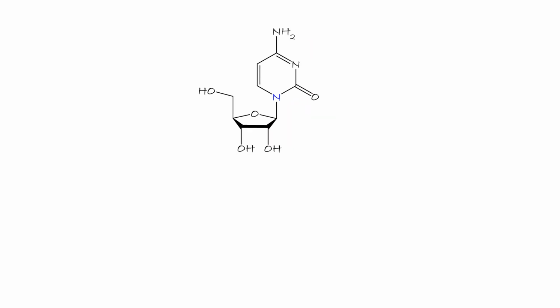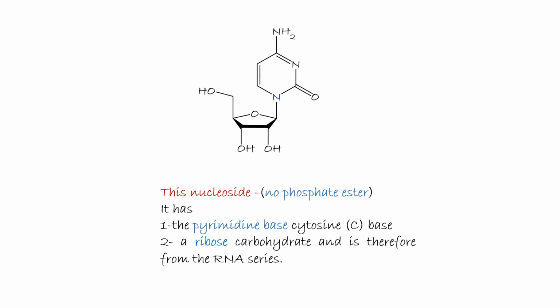This compound, again, here is a base, here is ribose sugar, so it belongs to nucleoside again. There is no phosphate. Since we have an OH here and an OH here, it is ribose, therefore it is the ribonucleic acid series, RNA series.